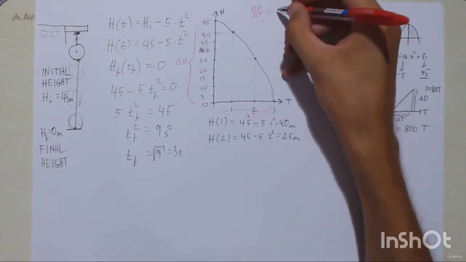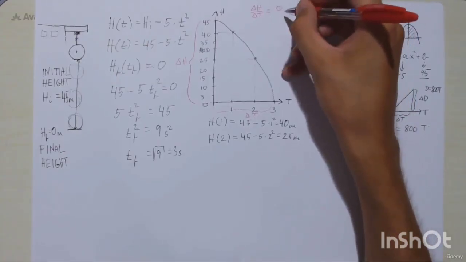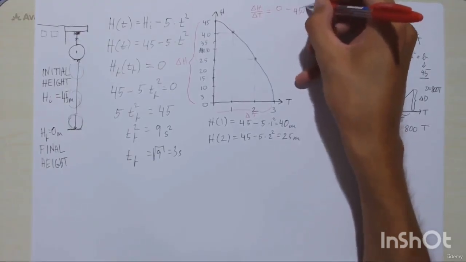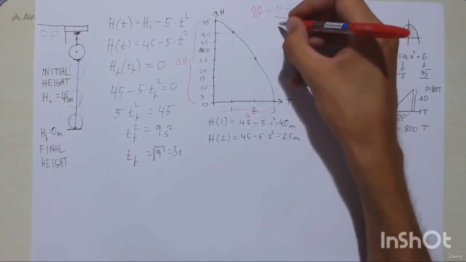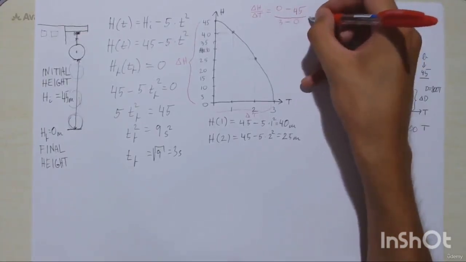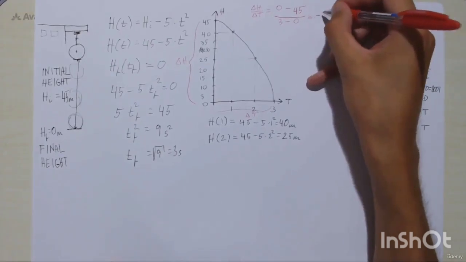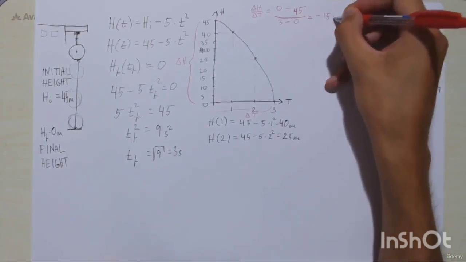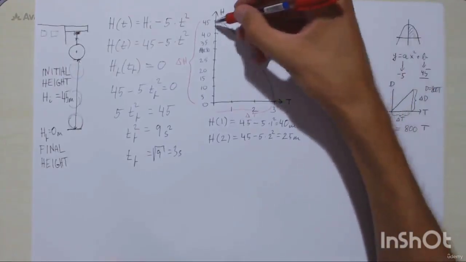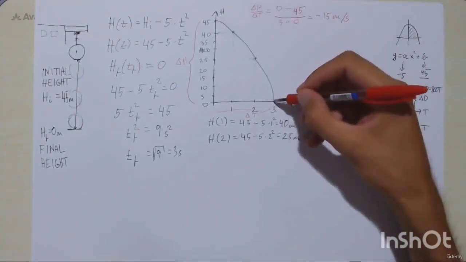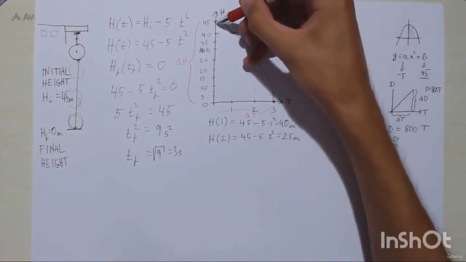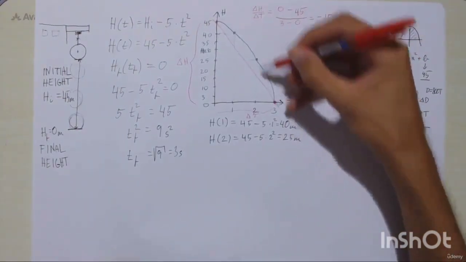So the new height would be 0 minus the old height, which would be 45. And we can divide it by the new time, which is 3, and the old time, which is 0. And you will get minus 15 meters per second. And you can graph it like this. So you would have one point here and another point here. And then you could just graph it like this. So it would be a straight line graph.